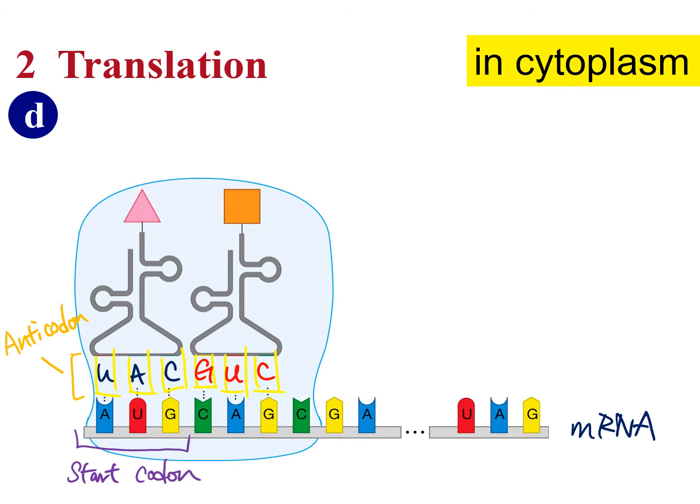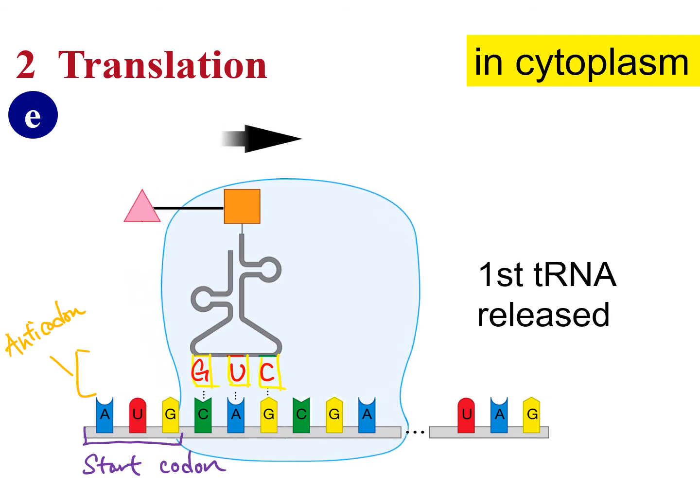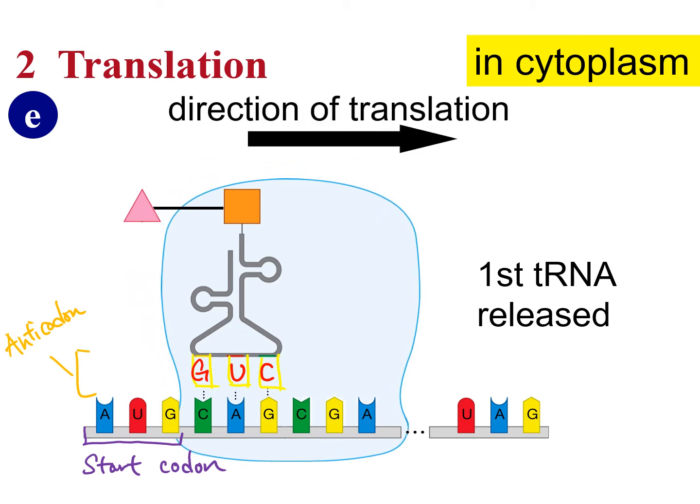After there are two amino acids together in the ribosome, the amino acids will join together to form a bond. After the joining of the first and second amino acid, a peptide bond is formed between them. And the ribosome will move away from the start codon, and the first tRNA is released.